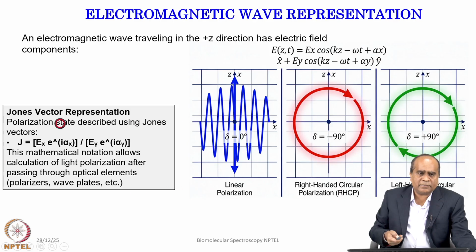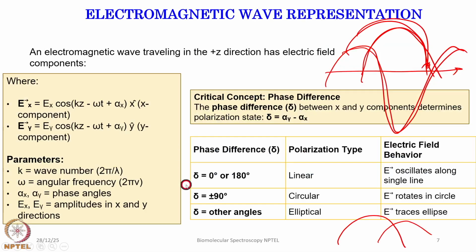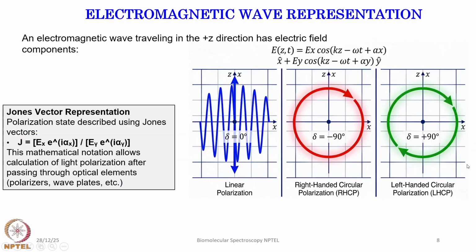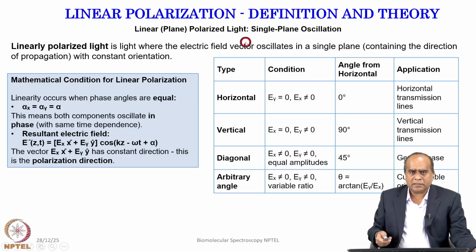So, the polarization state can be described using the Jones vector, right. This is a mathematical notation that allows the calculation of light polarization after passing through an optical polarizer. We talked about that in the previous slide: if the phase difference is 90 degrees, that will give us circularly polarized light, because the light is now rotating. Linear light is plane polarized light, with single plane oscillation. In linearly polarized light, the electric field oscillates in a single plane like this, and in circularly polarized light, one is right handed, another is left handed.